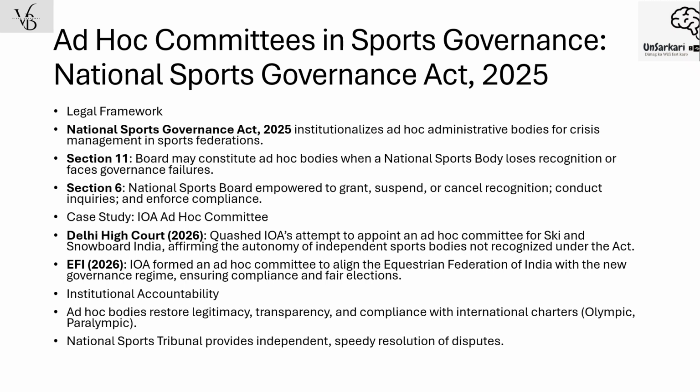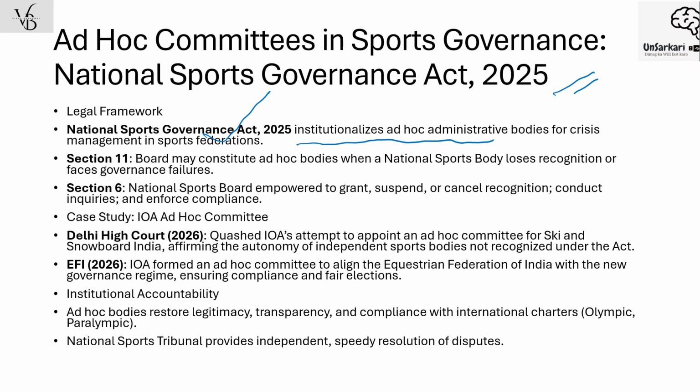Another example we are taking here is of ad hoc committees in sports governance. National Sports Governance Act 2025. So the legal framework says that institutionalization and also creation of administrative bodies for crisis management in sports federations is of utmost importance. So the board, that means the National Sports Governance Act says that there must be a board.